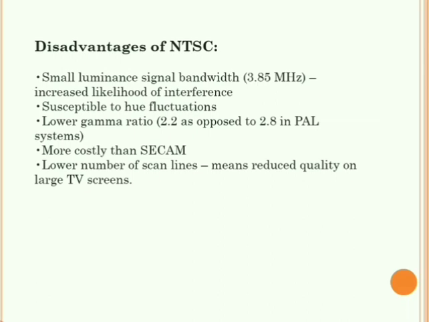Now some of the disadvantages of the NTSC system. It has a small luminance signal bandwidth of 3.85 MHz, which increases the likelihood of interference. Susceptible to hue fluctuations. Lower gamma ratio, that is 2.2 as opposed to 2.8 in the PAL system. That gamma ratio is 2.8 in the PAL system, whereas it is 2.2 in this NTSC system. It is more costly than SECAM.